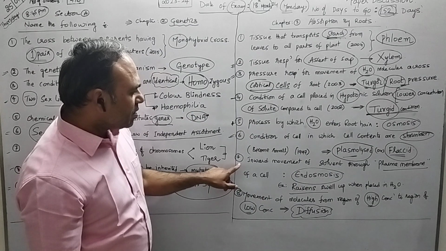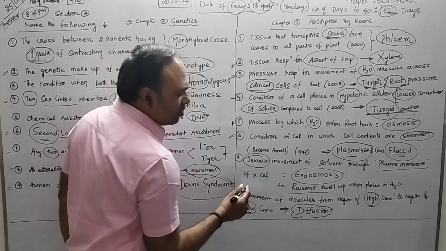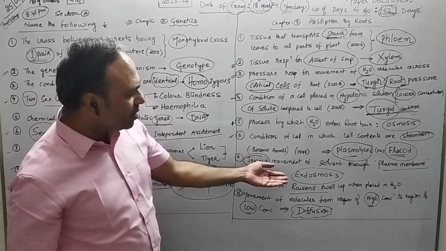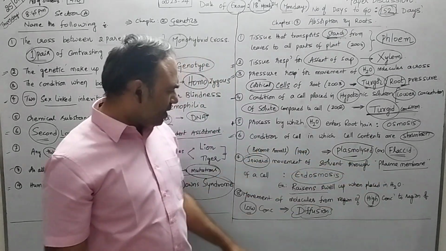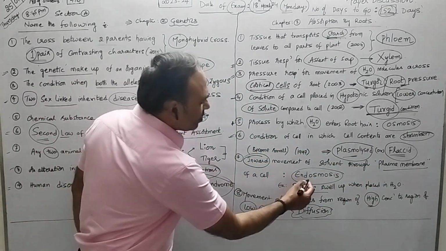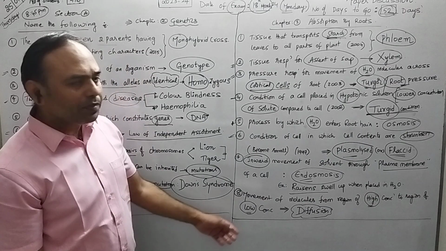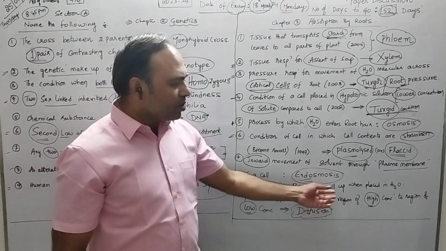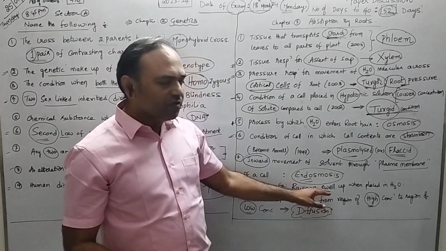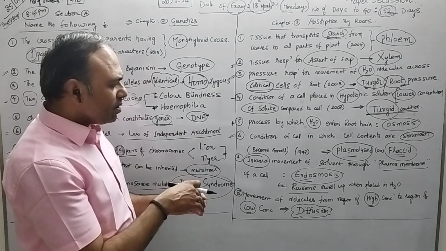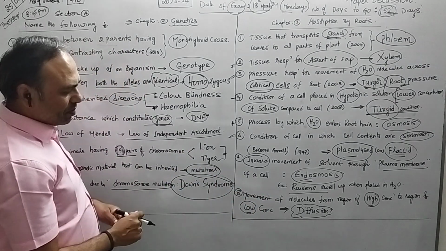Next, the inward movement. Inward movement of solvent through the plasma membrane of a cell is known as endosmosis. Example, you can take some raisins and put them in water. What will happen? They will swell up because of taking in the solvent through the plasma membrane.